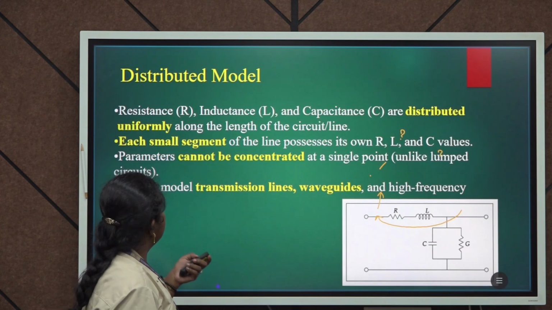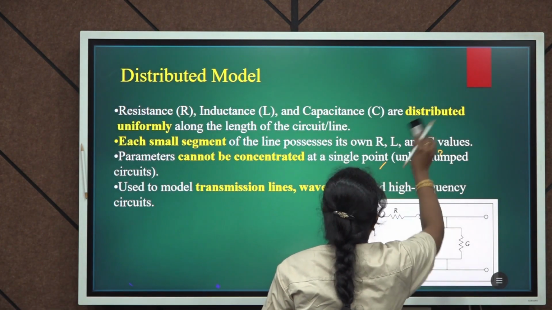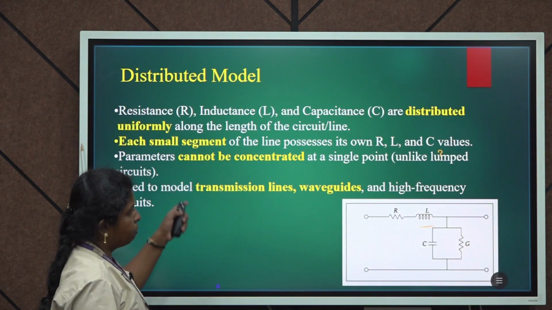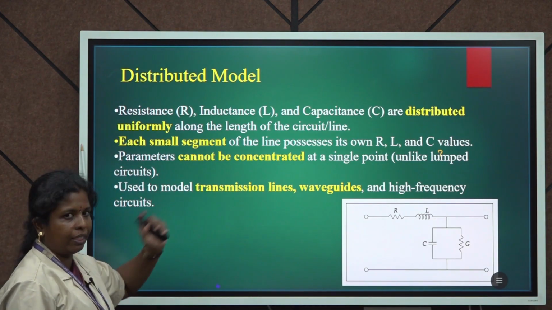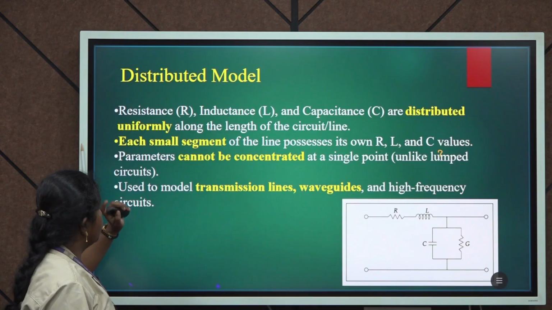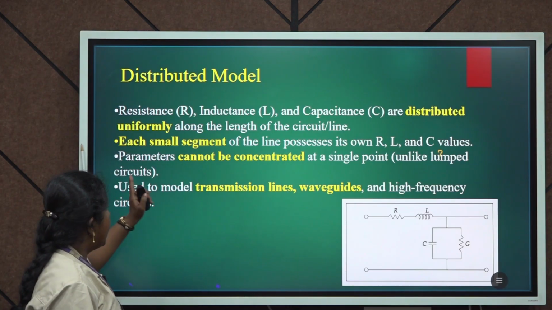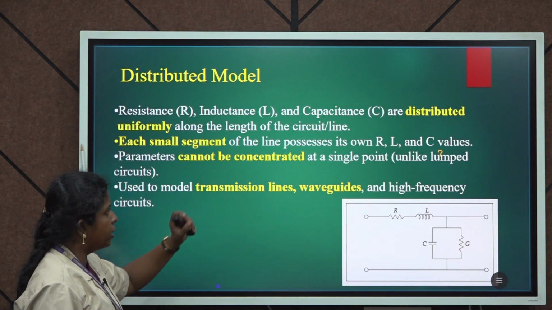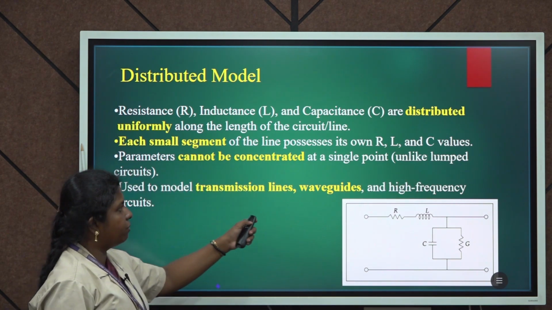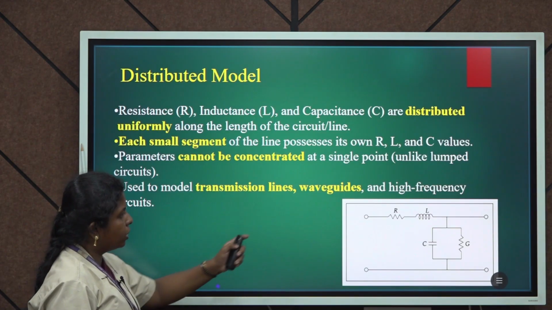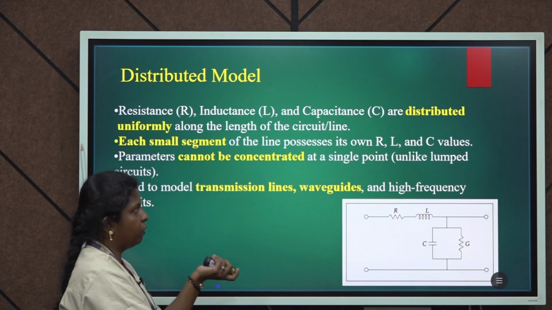So it will be a combination of all three natures of waves between the transmitter and receiver. Coming to the distributed model, you can see all the distributed parameters like R, L, C, G are uniformly distributed along the length of the transmission line or circuit. Each small segment of the line possesses its R, L, C and G values, and the parameters are not concentrated at a single point, unlike a lumped circuit. It is used to model transmission lines, waveguides and high frequency circuits.